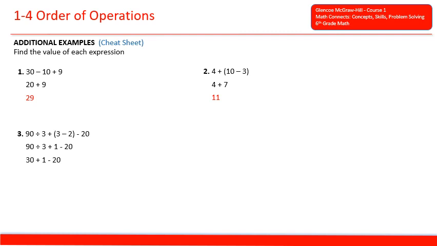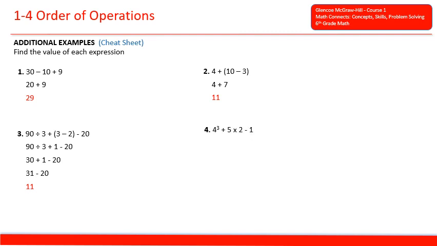90 divided by 3 is 30, plus 1 minus 20. There's no more multiplication and division, so we can move on to addition and subtraction. And if we read it from left to right, the addition comes first. So we're going to add 1 to 30, and we'll get 31 minus 20. And now there's only one operation left, so if we take 20 away from 31, we get 11.